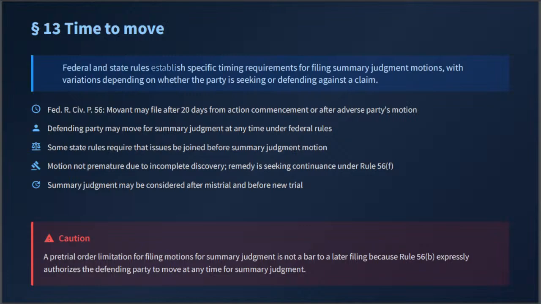Federal and state rules establish specific timing requirements for filing summary judgment motions, with variations depending on whether the party is seeking or defending against a claim. So, specific timing requirements will depend on whether the party is either seeking or defending a claim.